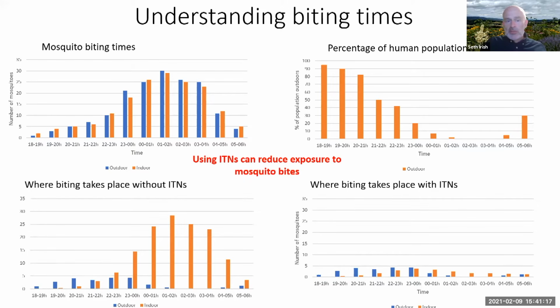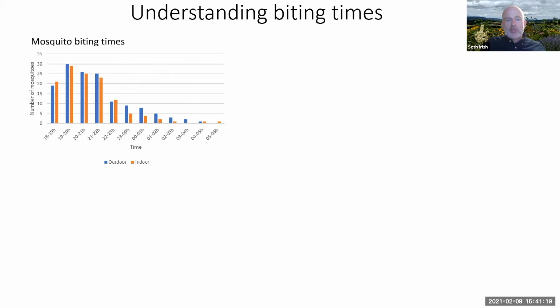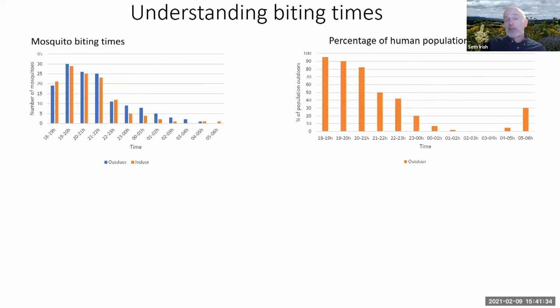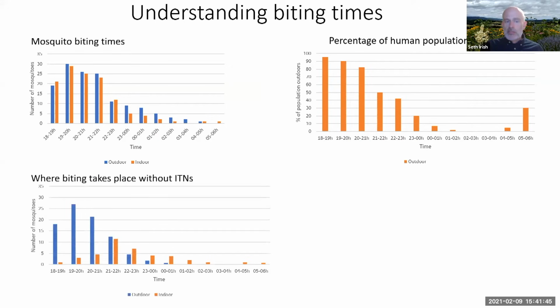But what if you had a different mosquito population? What if you had a population that was biting primarily in the early evening, but then as the night went on, the biting decreased over time? This might change it. Even if you have the same human population that's outside in the early evening, inside late at night, and then comes back out in the morning, then it looks like most of your biting is taking place outdoors.